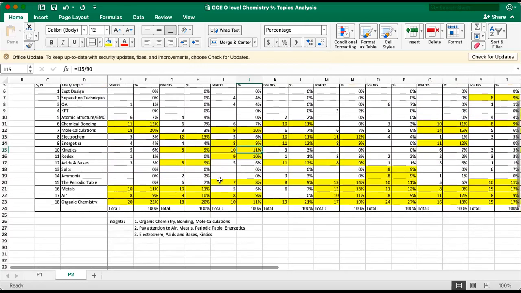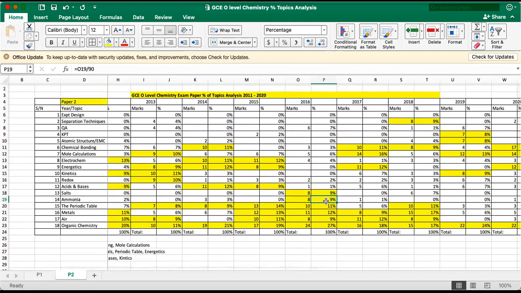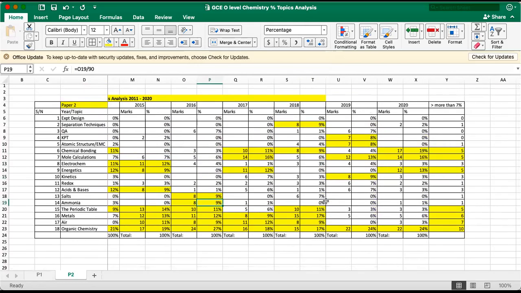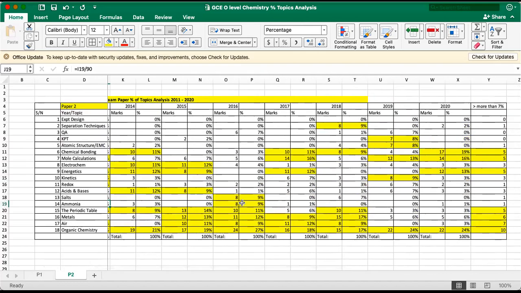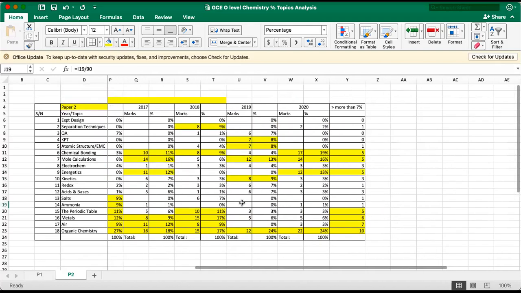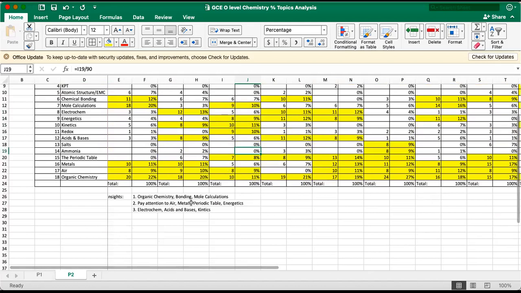Interestingly, for ammonia, only in 2016, it came out as an 8 marks question. In some years, you don't even see that appearing, but it doesn't mean you don't study ammonia at all. It just means that the probability of it appearing as a high percentage is very low, because the topic is very small. I mean, logically, you need to know what to focus on. But of course, you have to focus more on the big topics like this.